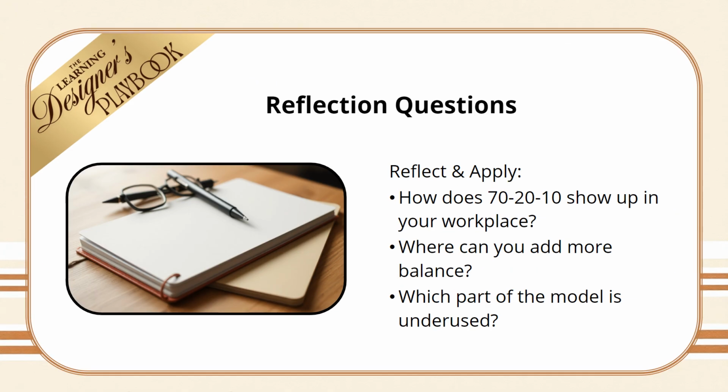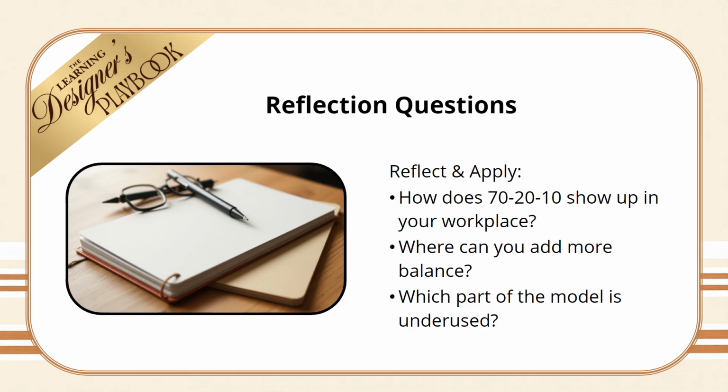To deepen your learning, let's reflect with a few questions. How does the 70-20-10 model currently show up in your workplace? Some organizations may already emphasize experiential learning. Others may rely heavily on formal training. Think about where your organization falls on this spectrum. Where can you add more balance? If formal courses dominate, consider building in peer learning or mentoring. If social learning is weak, create feedback sessions or coaching programs.